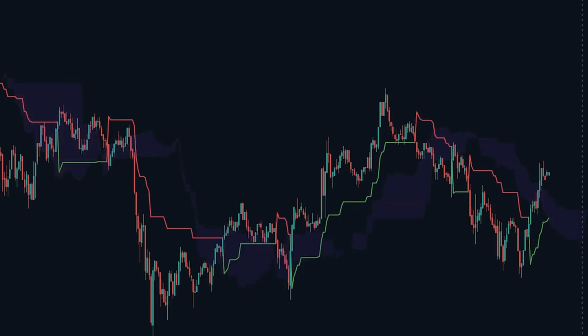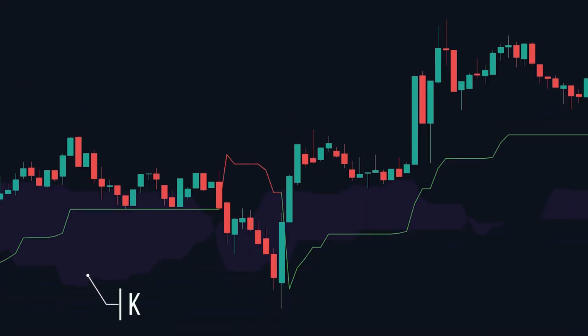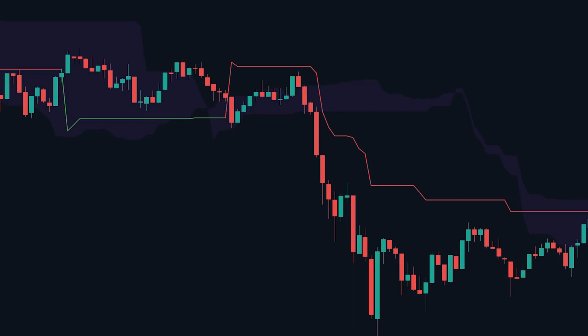Now that we have that set up, let me explain how the strategy works. So this purple area is called the Kumo cloud. We will only enter a long trade if the Supertrend line is green and the price is above the Kumo cloud. We will not enter the trade if the price is in or below the cloud. It's the exact opposite for shorting. We will only enter a short trade if the Supertrend line is red and the price is below the Kumo cloud. Let me show you an example.